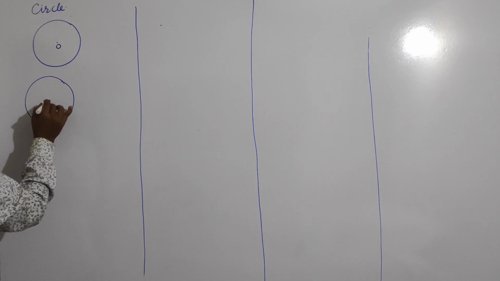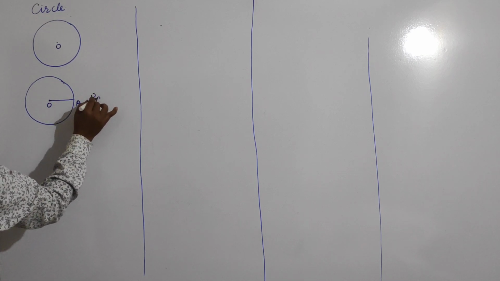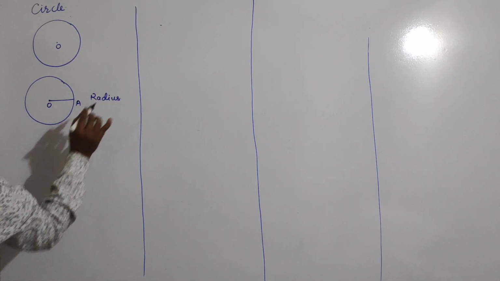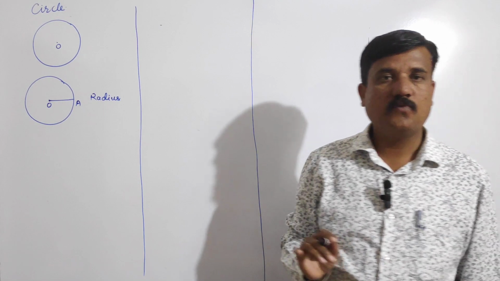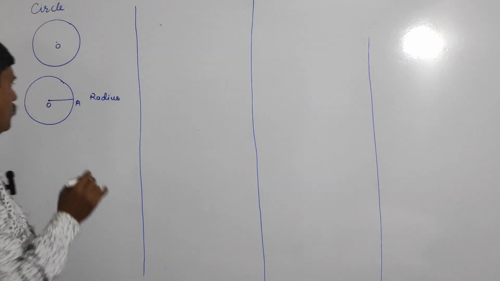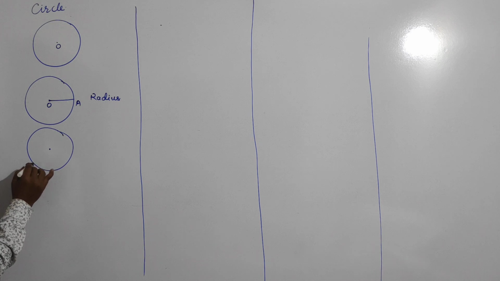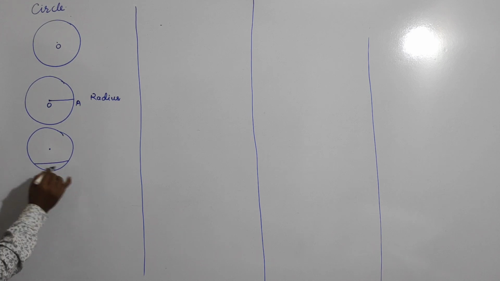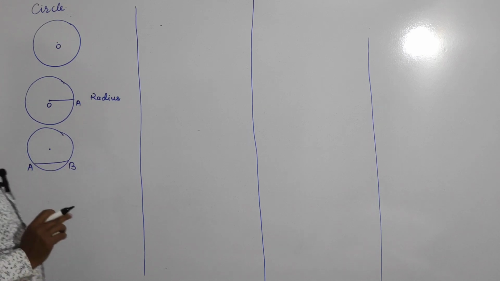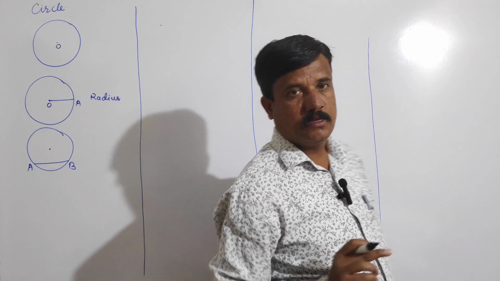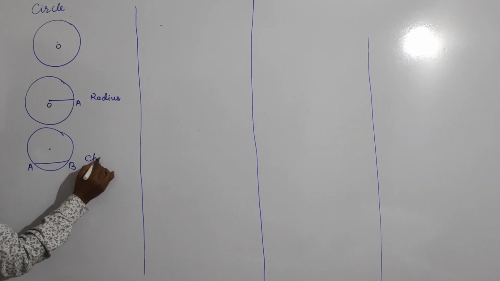What is this? OA. OA means what? It is the radius of the circle. OA is nothing but the radius of the circle. What is this? AB. From one end of the circle to the other end of the circle. What is this? A chord.